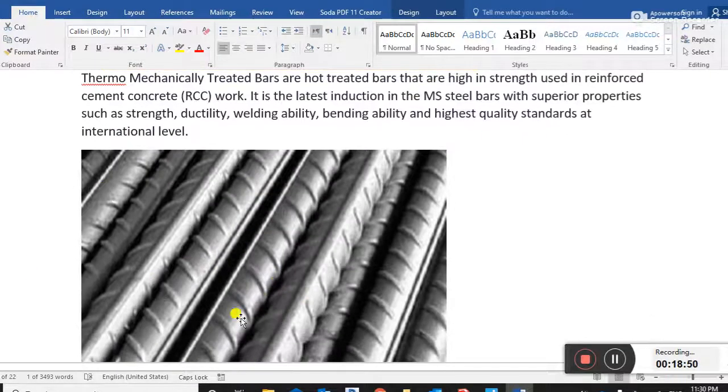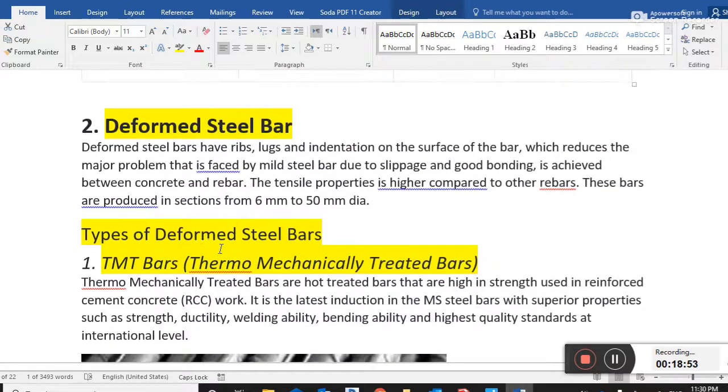Deformed steel bars, guys, are commonly used in construction. We call these steel bars deformed steel bars. Deformed steel bars have ribs, lugs, and indentations on the surface of the bars, which reduce the major problem faced by mild steel bars, slippage, and achieve good bonding between concrete and rebars. The tensile properties are higher compared to the other rebars.